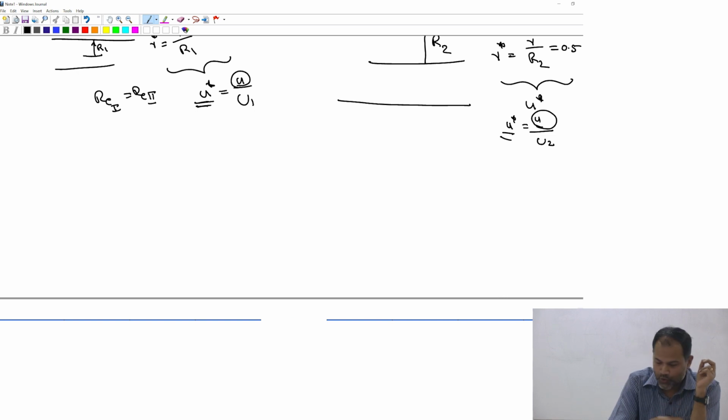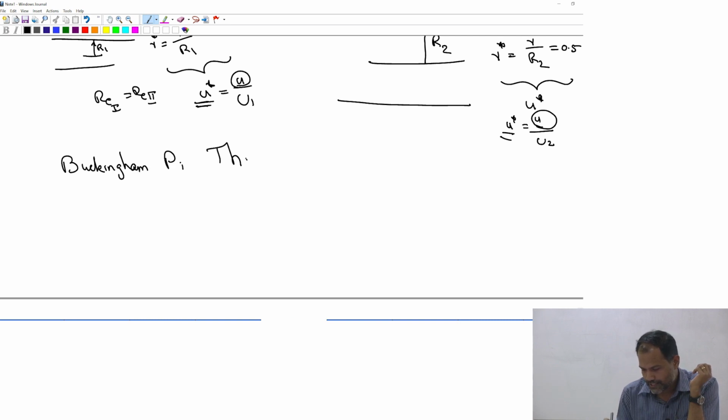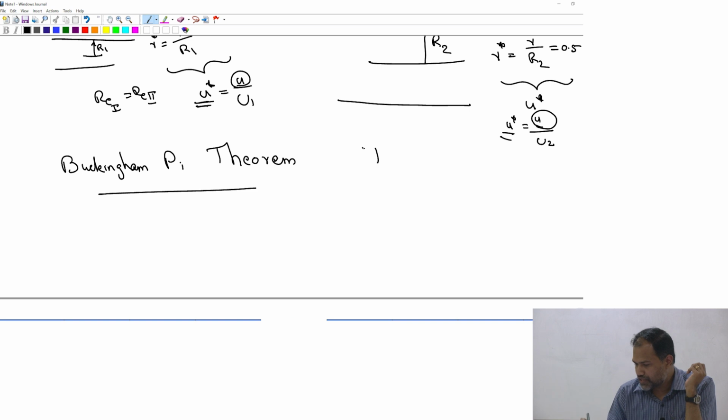There are two methods for doing it. The first method is what you call the Buckingham Pi Theorem. And then there is Ibsen's method, which we'll see if we have time today.